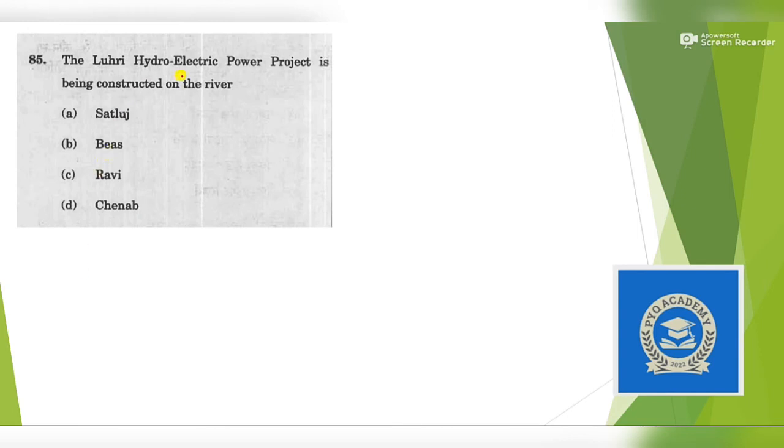Next question. The Luhri hydroelectric power project is being constructed on which river? This was a current question, but in future it can also become a static GK question, a static geography question. So the answer is option A, Satluj River.